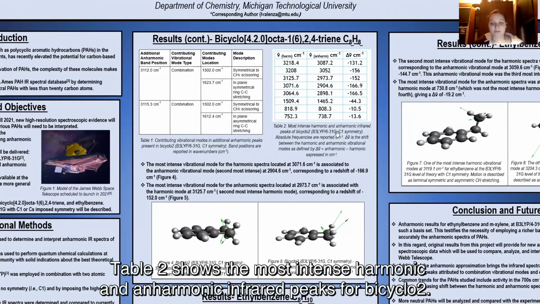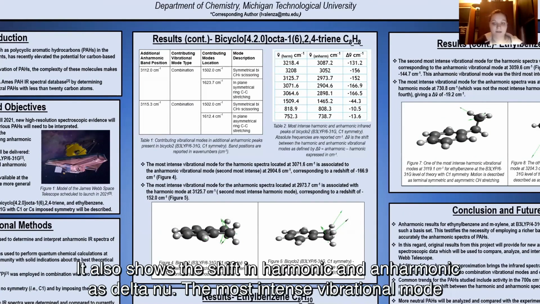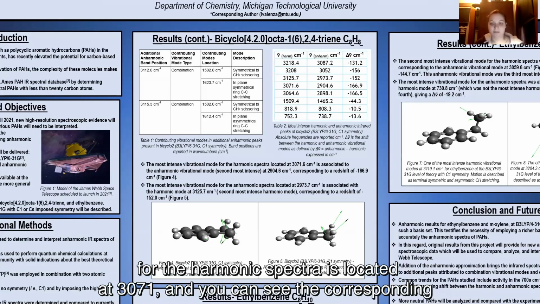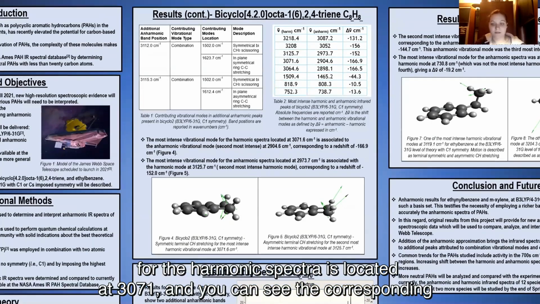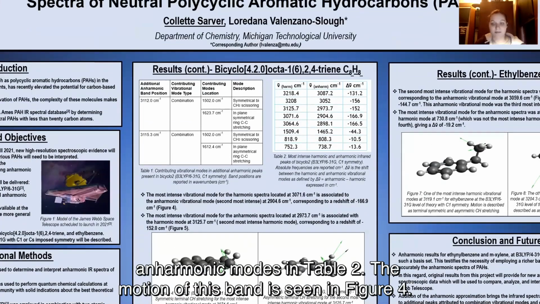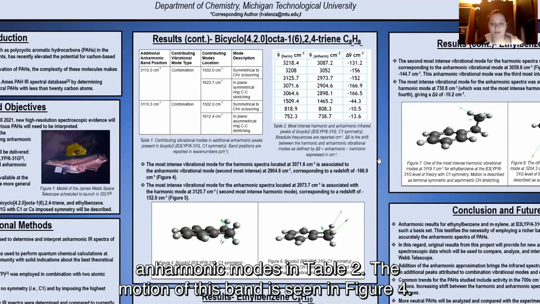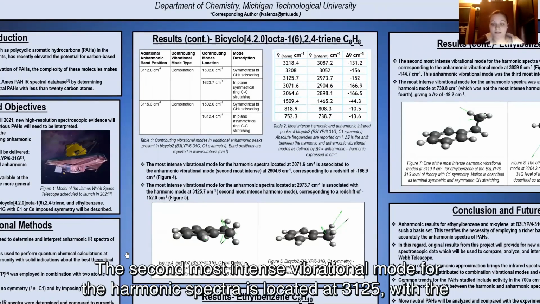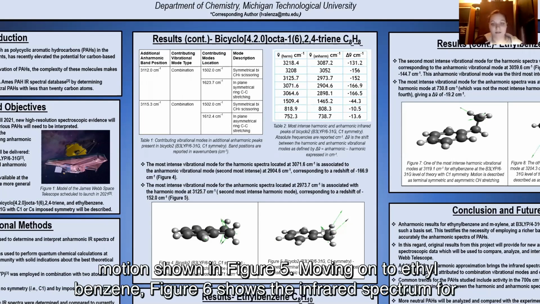Table 2 shows the most intense harmonic and anharmonic infrared peaks for bicyclo 2. It also shows the shift in harmonic and anharmonic as delta nu. The most intense vibrational mode for the harmonic spectra is located at 3071, and you can see the corresponding anharmonic modes in table 2. The motion of this band is seen in figure 4. The second most intense vibrational mode for the harmonic spectra is located at 3125, with the motion shown in figure 5.